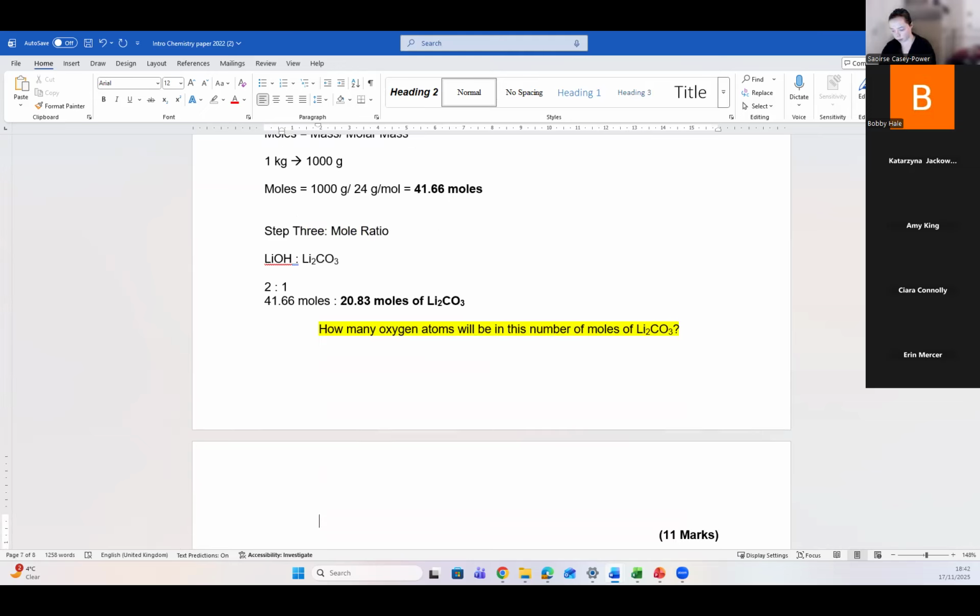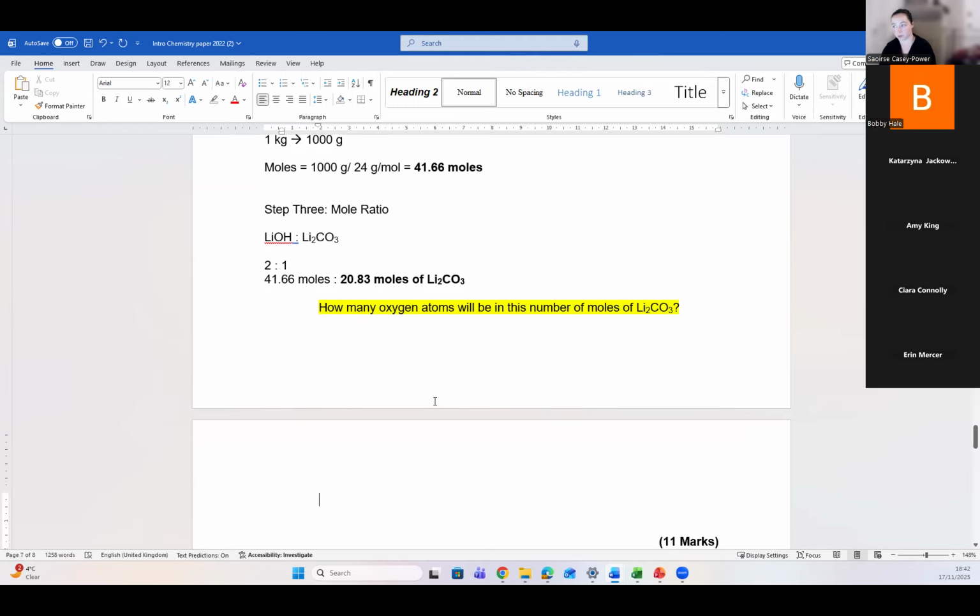Okay, so in terms of the last question then, just bear with me 2 seconds, I just want to write it back to our lecture notes. Okay, so this is on this question in particular. Part 4 of that exam paper relates to our lecture 4 stoichiometry, and that's slide 19. It says: how many oxygen atoms will be in this number of moles of lithium carbonate?